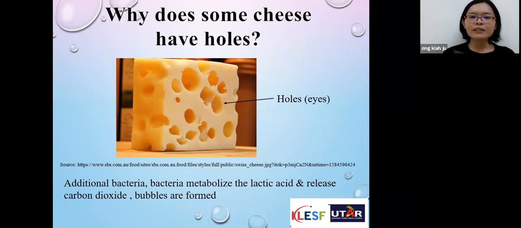Okay, some of you may have seen this kind of picture before, whereby certain types of cheese have a lot of holes on the surface. These holes are known as eyes. Why do some cheeses have holes? This is because additional bacteria are added into the cheese. The bacteria metabolize the lactic acid and release carbon dioxide. This carbon dioxide is a gas and it causes bubbles to form within the cheese. That's why you can see a lot of holes inside the cheese. Normally you can only get cheese with holes in aged cheese, which, as I mentioned earlier, requires ripening time. So normally aged cheese will have holes.